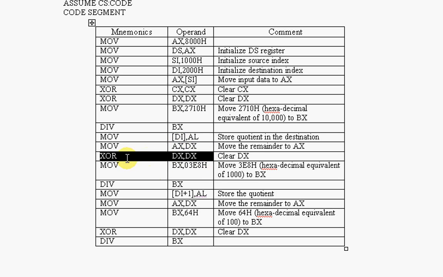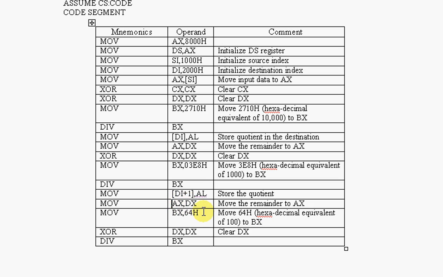Copy it to AX again, clear DX, and initialize BX with 1000. The 03E8 is equivalent to 1000. Then div BX. Then you are finding the number of 1000s in the remainder of the earlier data. Of course, the quotient will be in AL and the remainder in DX. AL has the effective data, AH will be 00 only. So you need to store only AL. So AL is stored in DI plus 1, the second memory of your result.